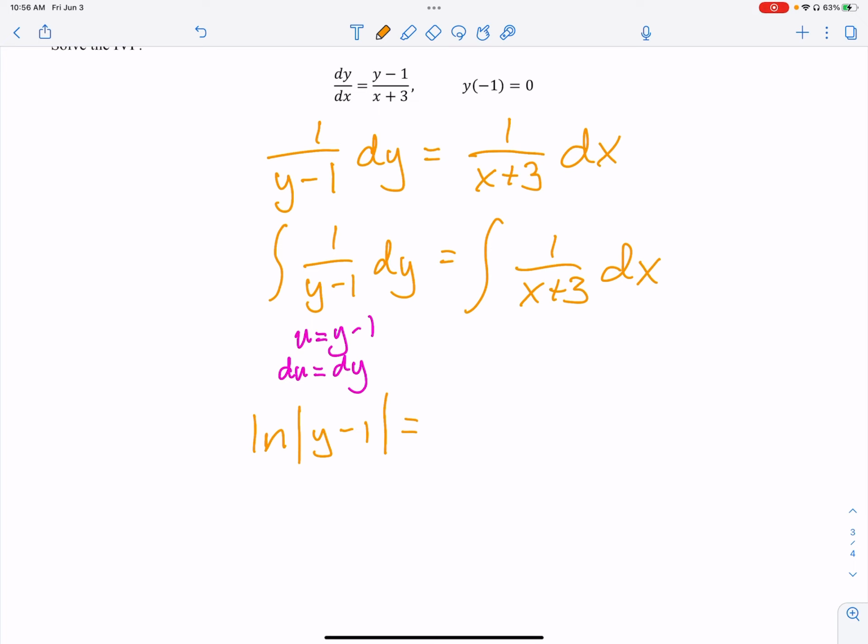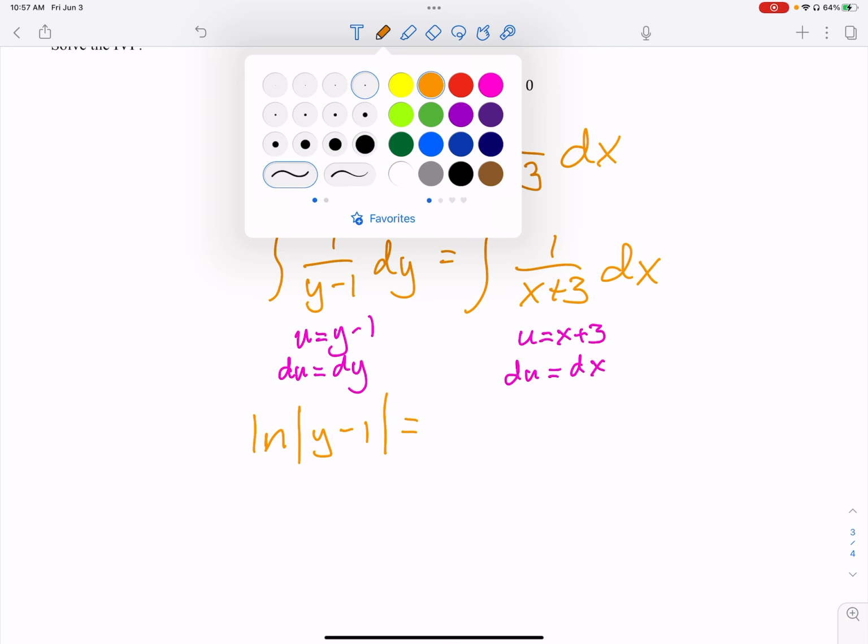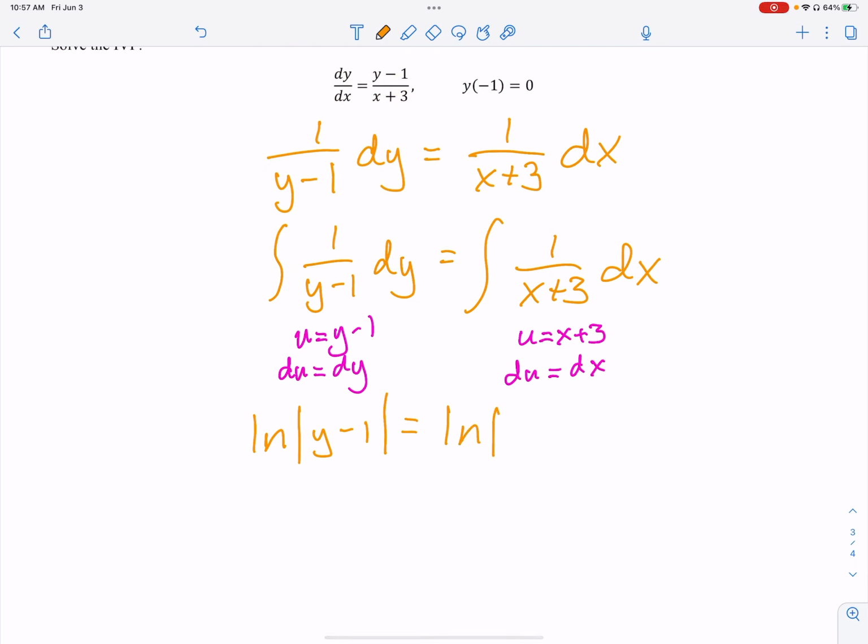Okay, same thing here. We can do that exact same thing, but we can let u equal x plus 3, and du is going to be dx. All right, we get 1 over u, which is ln of u, and then we replace it with x plus 3. So we get ln of x plus 3. And then don't forget the dreaded plus c.